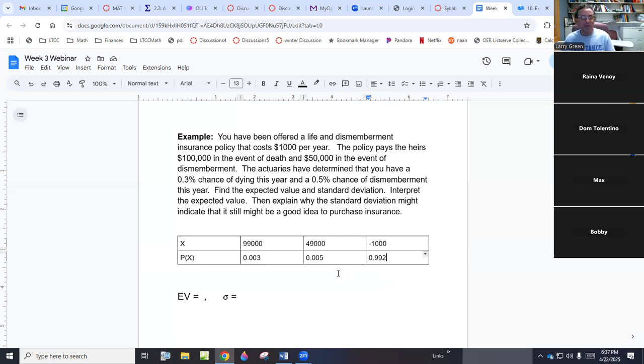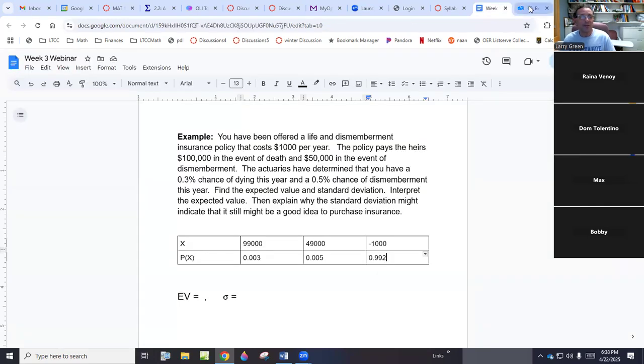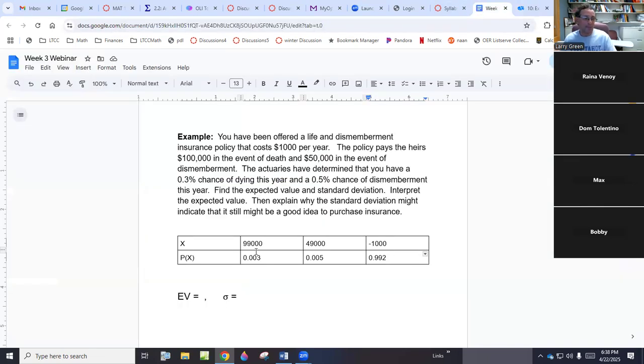Then we go ahead and use a calculator. The easiest thing to do at this point to get rid of all these numbers is just hit refresh on the computer. Now it blanks out everything, and I can start over again. So our numbers were 99,000, 49,000, and negative 1,000. Remember, no commas. And the probabilities were 0.003, 0.005, and 0.992.